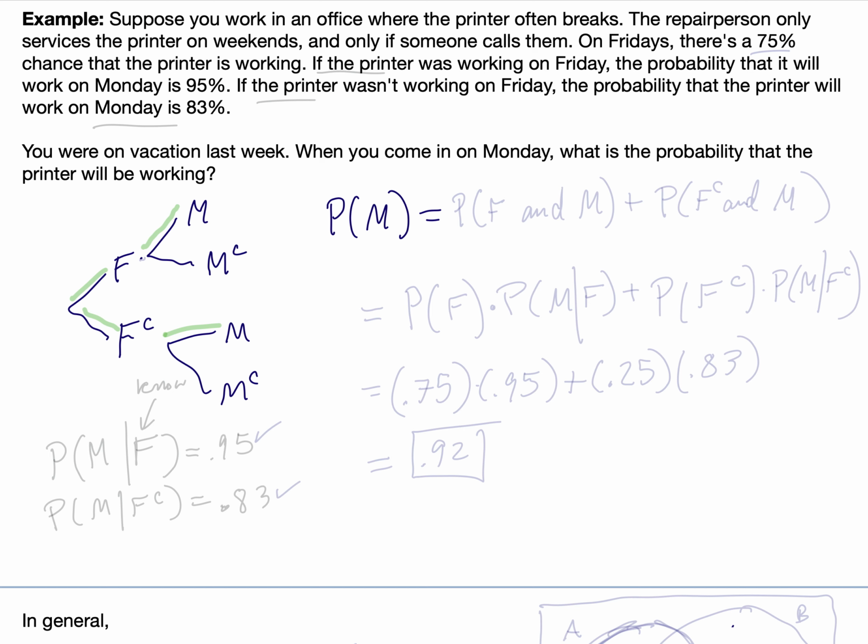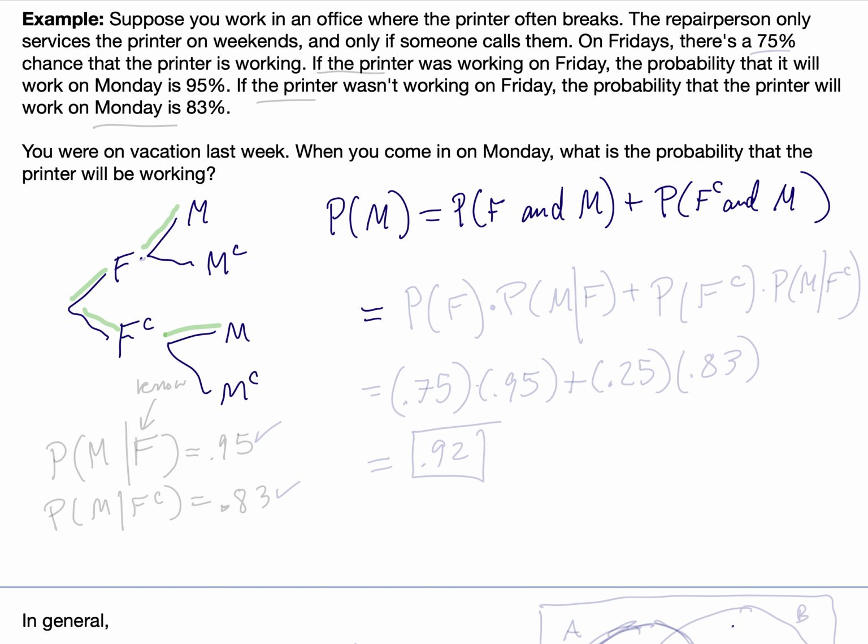That could either happen because it worked on Friday and then it worked on Monday too, or it wasn't working on Friday, somebody called the repair person, and it then worked on Monday. So either it worked on Friday and on Monday, or it didn't work on Friday, but it did work on Monday. Those are the two disjoint or mutually exclusive ways in which that event of working on Monday could occur. So what is that then equal to?